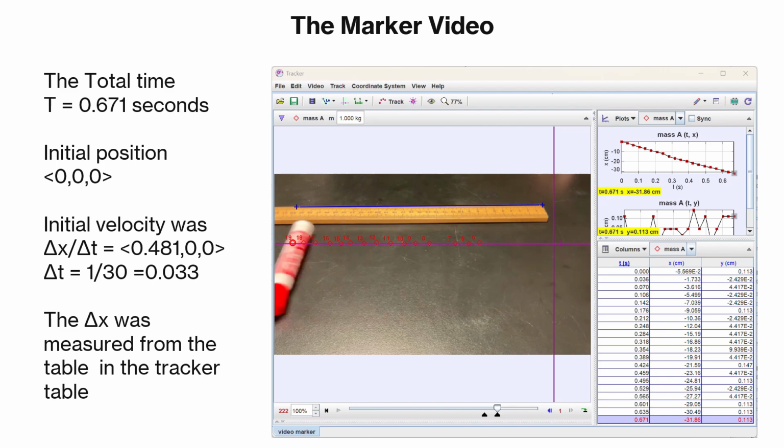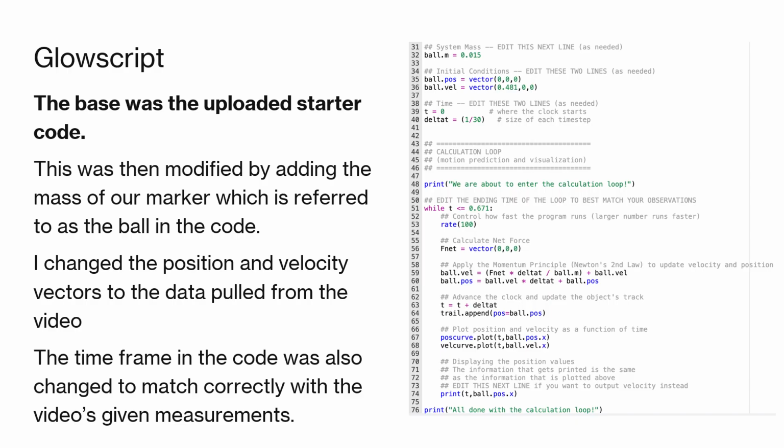The only reason the sign is positive and not negative is because we decided to compute it by flipping the signs. The velocity would be the same in magnitude, left or right, 0.481. The only difference is the sign. Using those first two columns of the bottom right data from the tracker analysis, we were able to input it into GlowScript code. This code was accessed from the lab page. We modified it to have the proper starting mass of our marker, which we inputted on the right, the position and velocity that we gained from the video, and also the time frame.